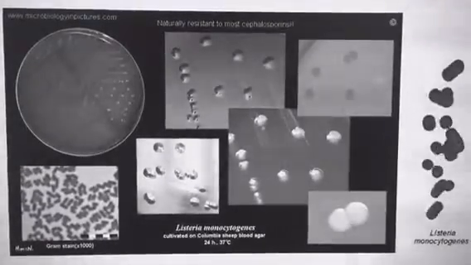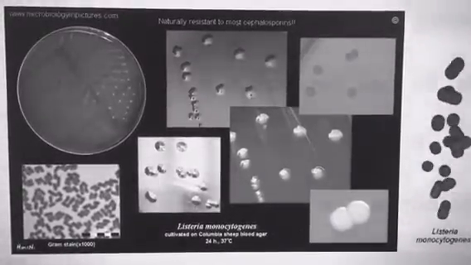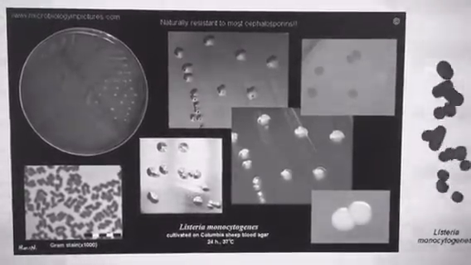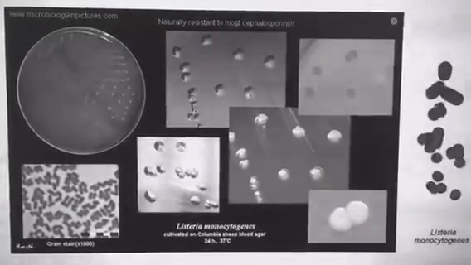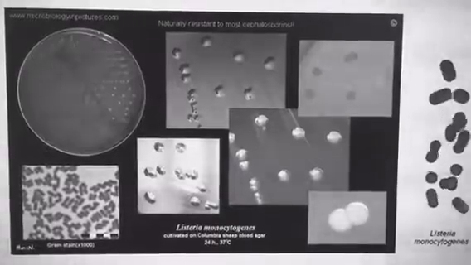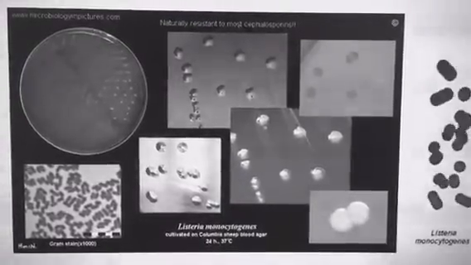Listeria monocytogenes bacterium grow well on cultivation media. On blood agar, it forms small colonies about 1 to 2 millimeters in diameter after 24 hours of cell growth. Listeria monocytogenes colonies are beta-hemolytic.